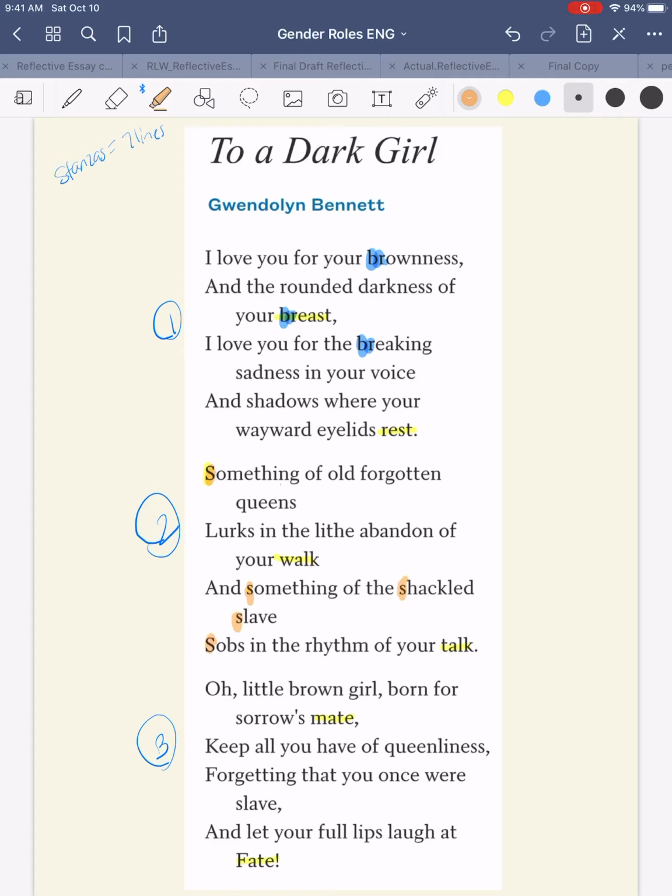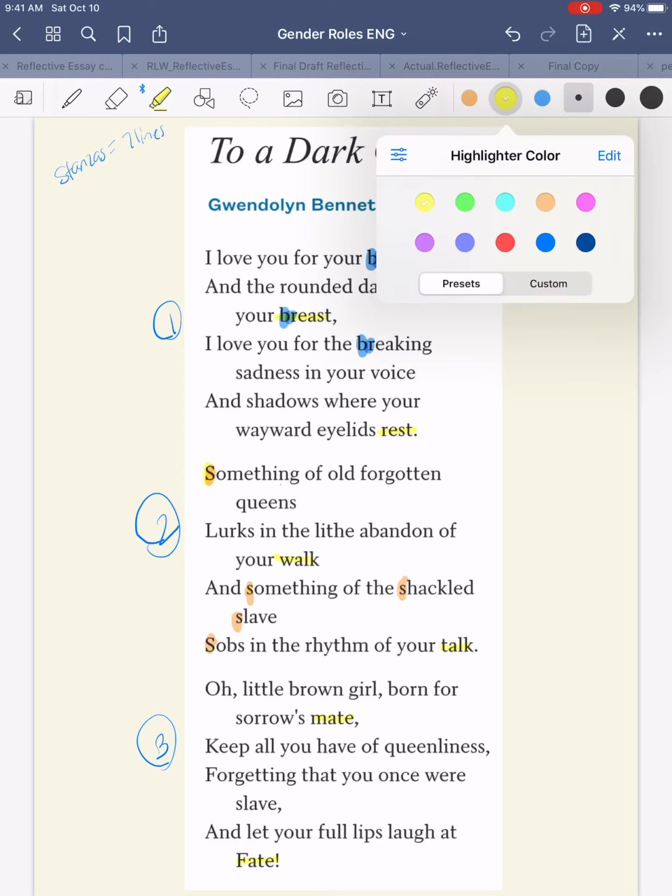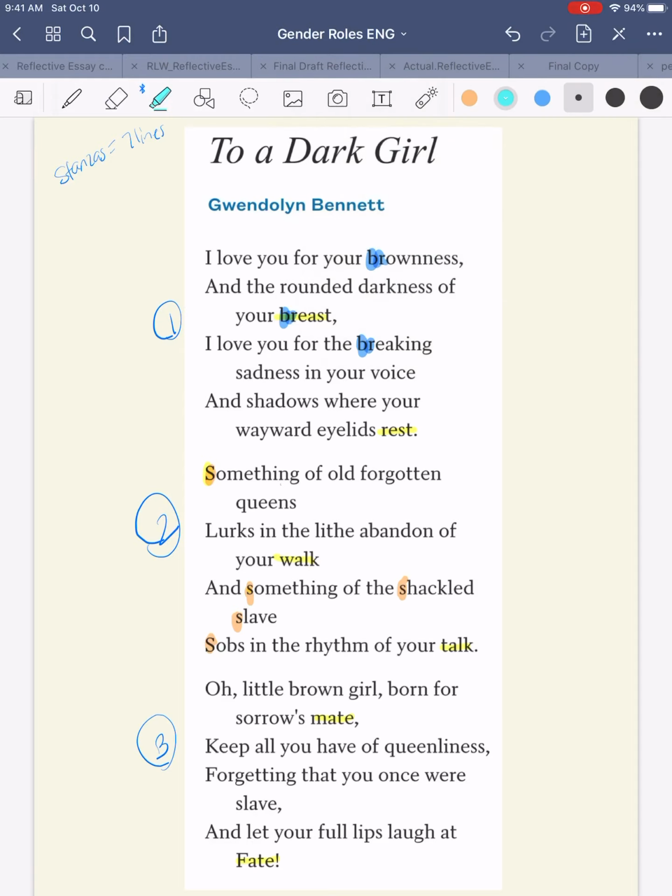Okay. All right, so let's look for repetition. You can notice repetition in the first stanza of the speaker of the poem saying, I love you, opening with that. And now we'll dive into the first stanza. All right, I love you for your brownness.